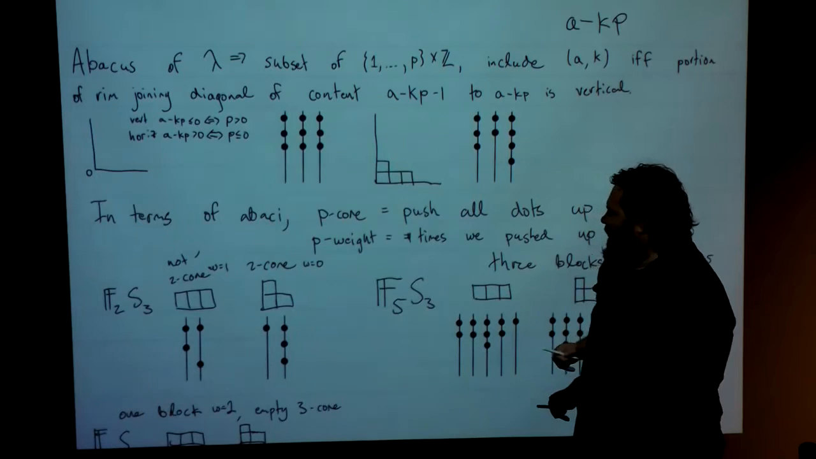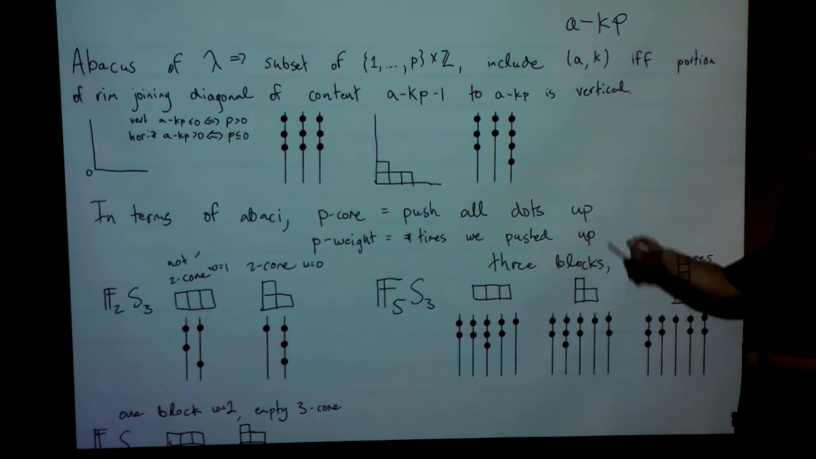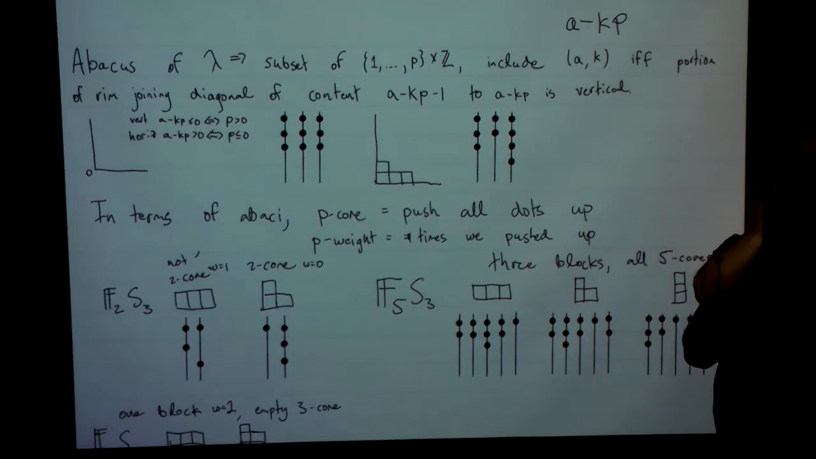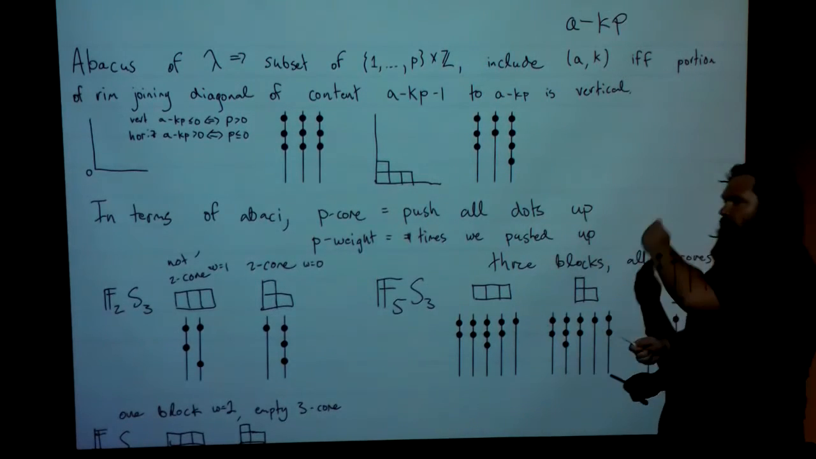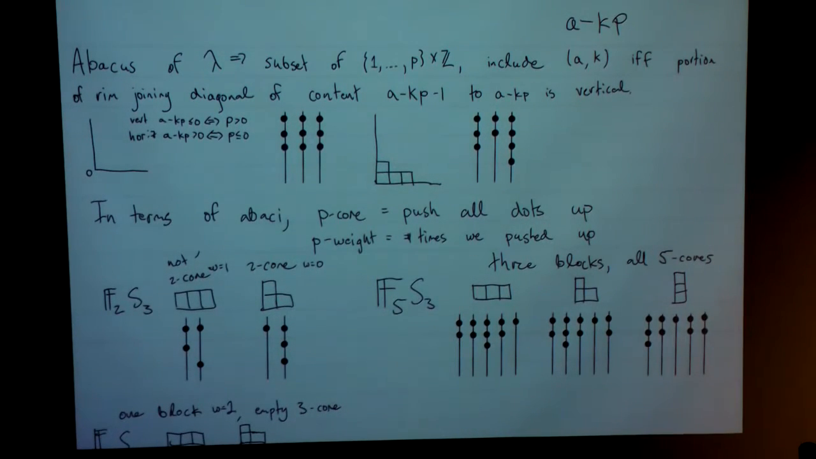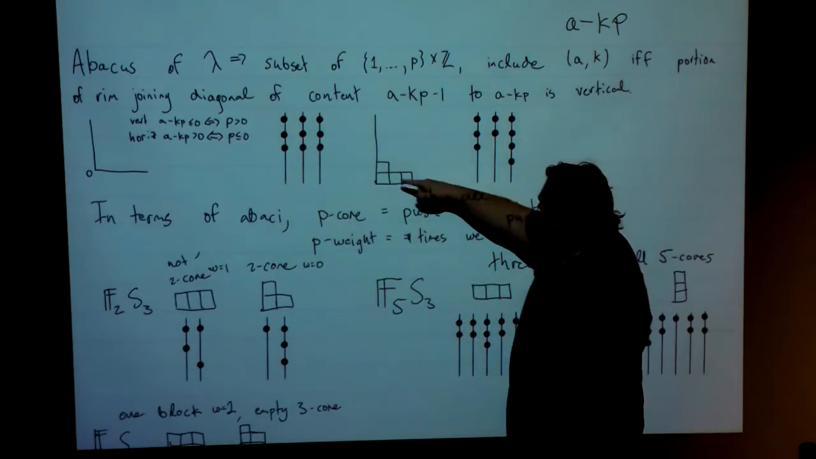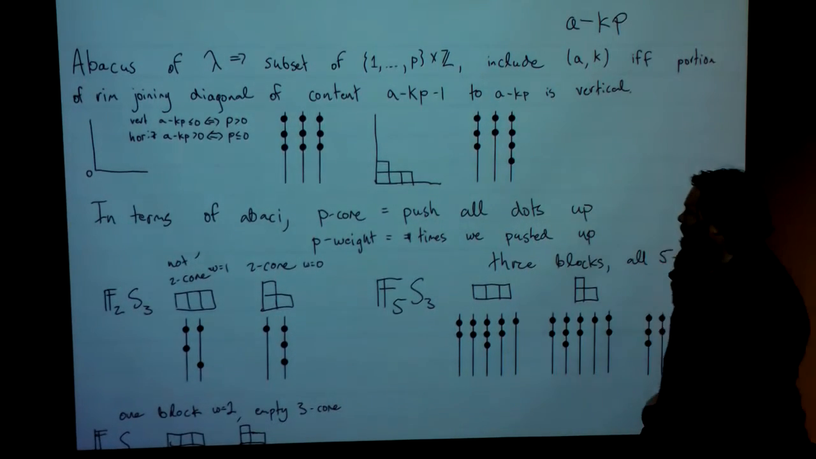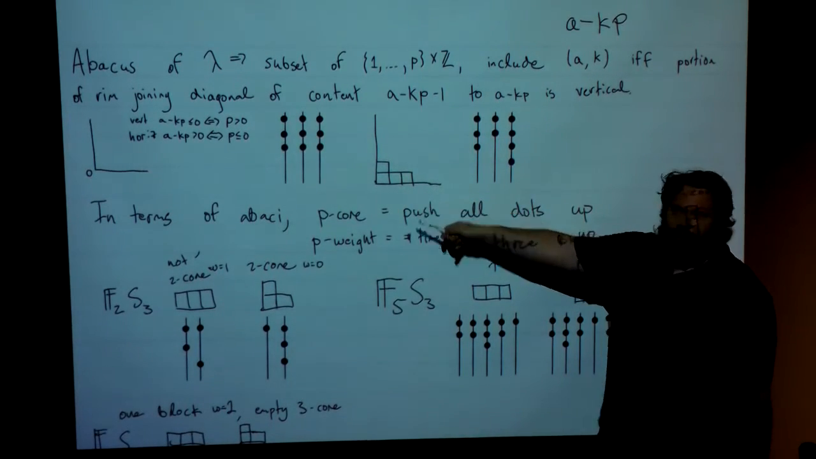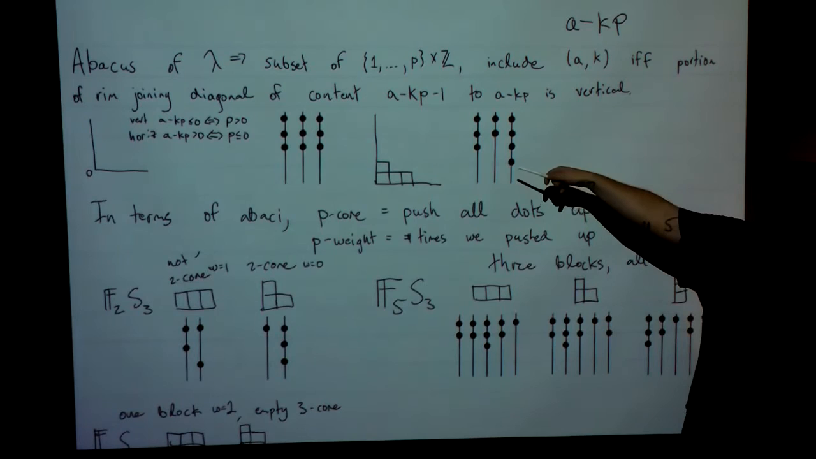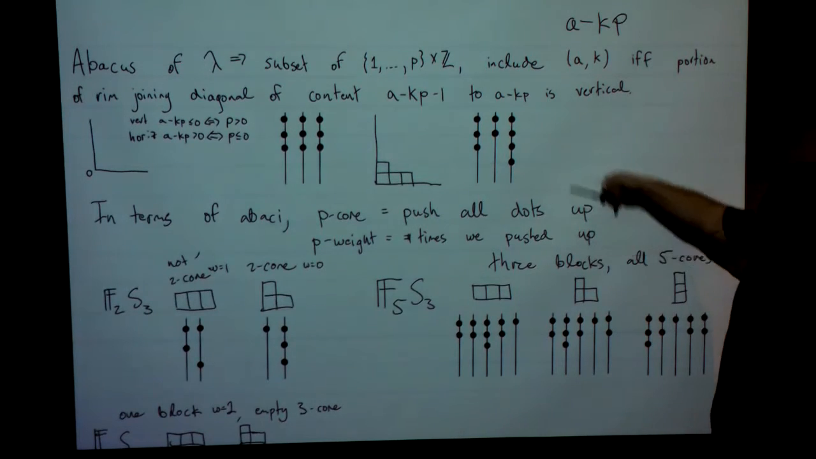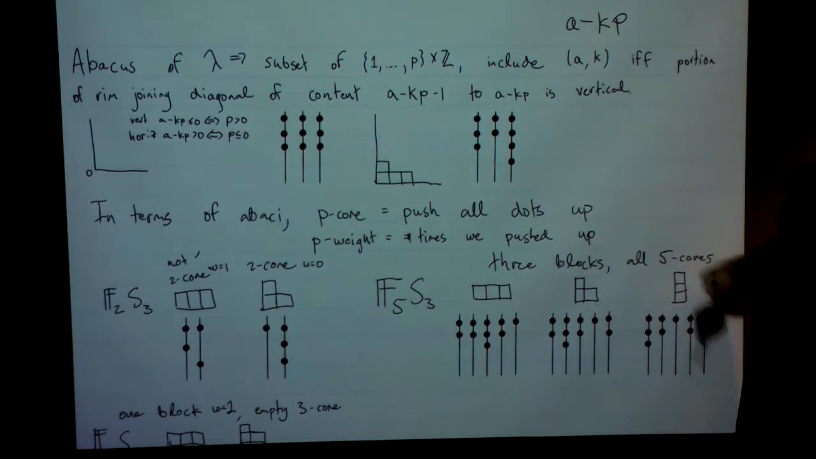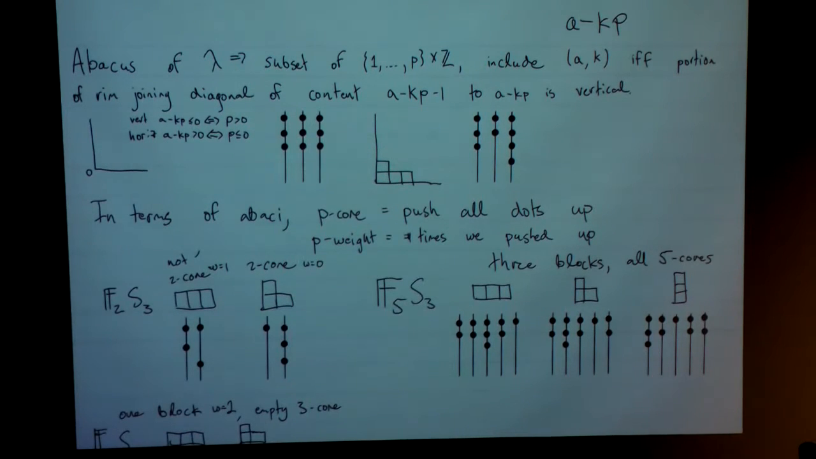One of the reasons this abacus stuff is very nice is removing a p-hook is pushing a dot up, right? Which runner I moved from is telling me what the content of my box was. So removing a p-hook is exactly pushing something up. So this is a 3-core, and I can see that from the abacus because I can't push a bead up. The p-core is just how many dots are there on each runner, and the p-weight is how many times we have to push up to get our runner completely compressed.